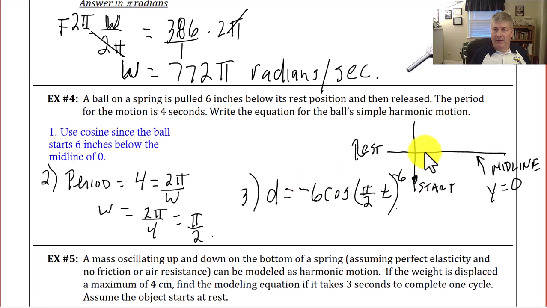So that -6 is our amplitude to start, and we'll go through an entire cycle in 4 seconds, and our curve will look something like this, where our maximum will be +6, and that will occur at 2 seconds, and our minimum will again be at -6.